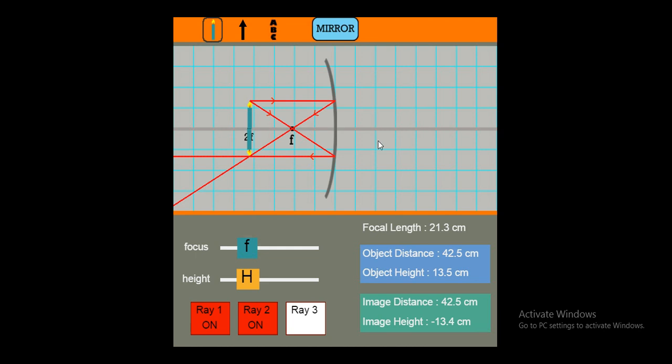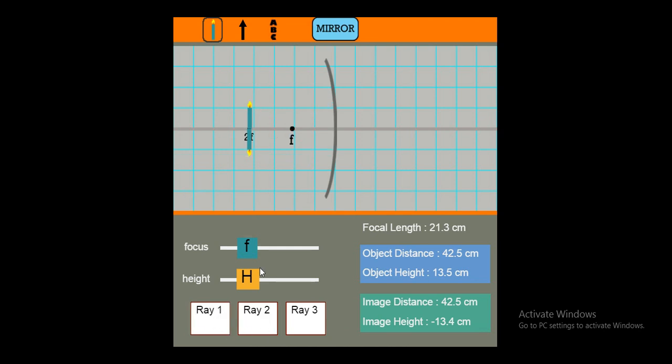Okay, now we are going to the last diagram. The last diagram is when the object is placed far away beyond 2F.